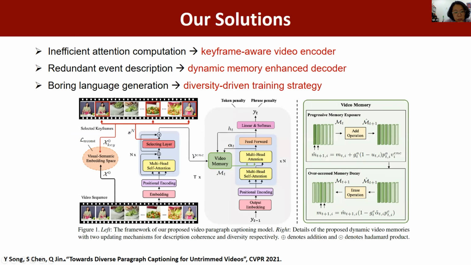So this is our CVPR work this year, and it shows our proposed one-stage dense video captioning framework. Corresponding to the three challenges I just mentioned, we propose corresponding solutions. For the inefficient attention computation, we propose a keyframe-aware video encoder. For the redundant event description, we propose a dynamic memory enhanced decoder. And for the boring language generation, we have a diversity-driven training strategy.